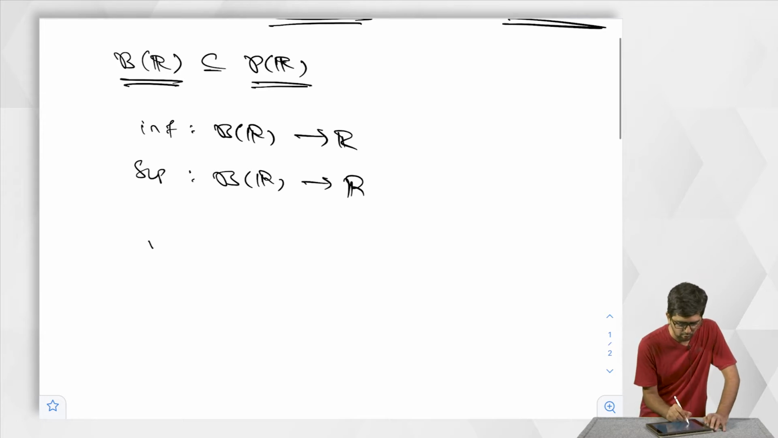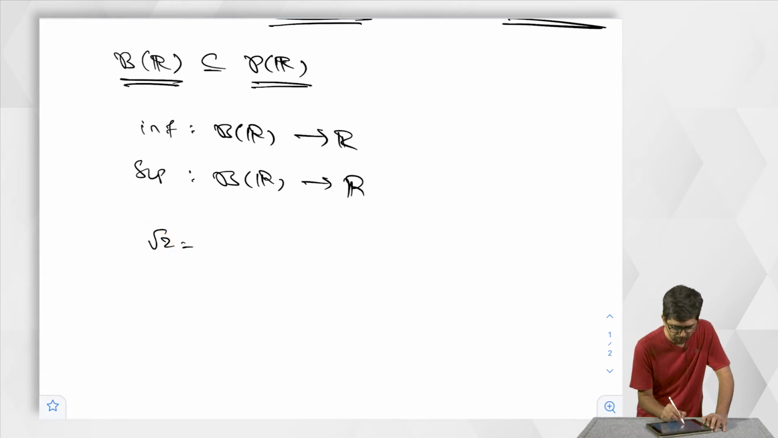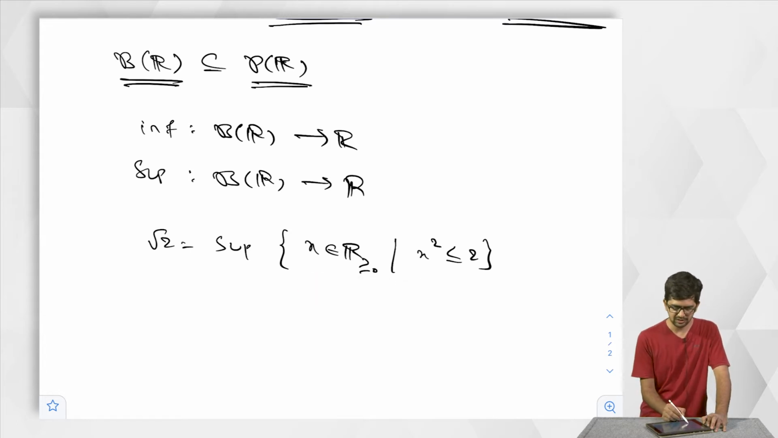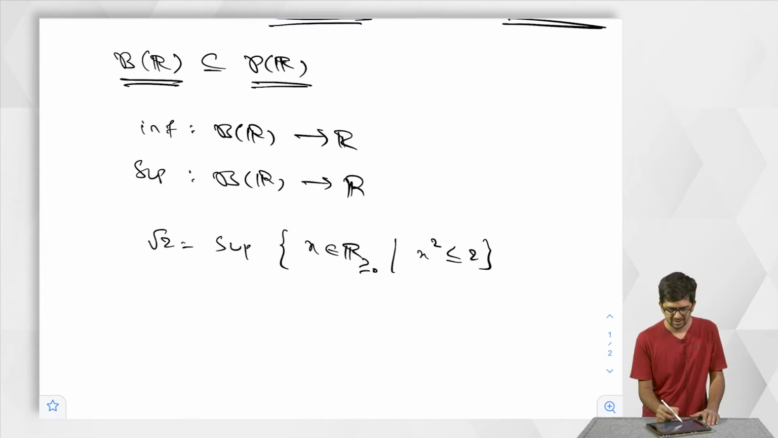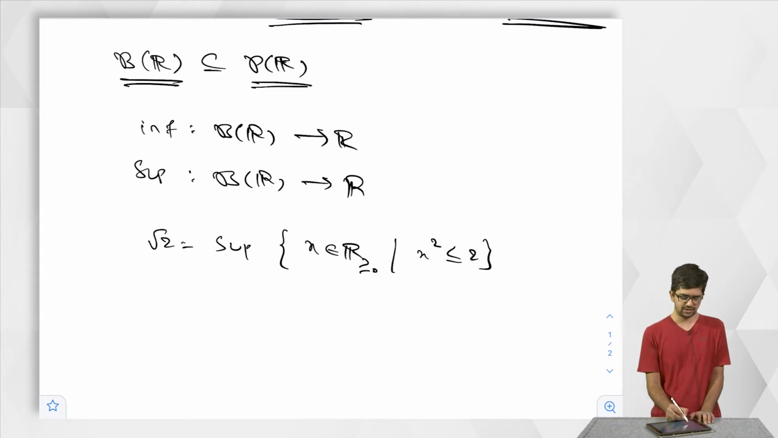For example, root 2. It's not the very first description that we know of root 2, but root 2 is the supremum of some subset of R. What is it? X belongs to R positive, such that x square is less than or equal to 2. For this subset of R, we have seen that it is bounded above. Then because we are dealing with subsets of R, the supremum exists for that, and the supremum we have denoted as root 2.